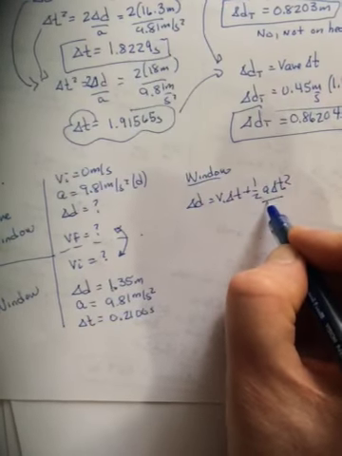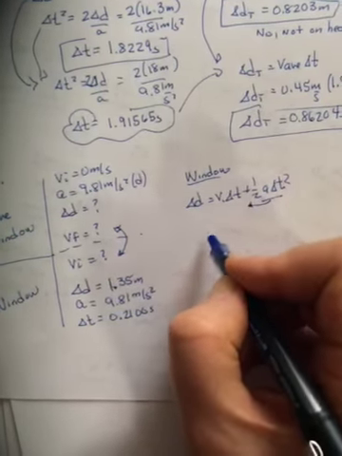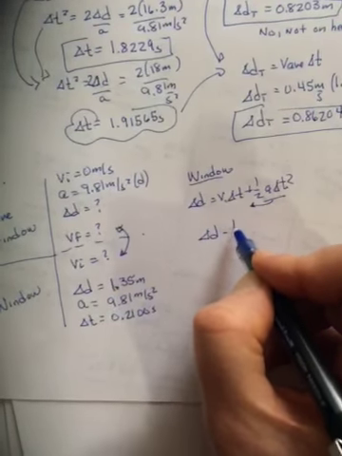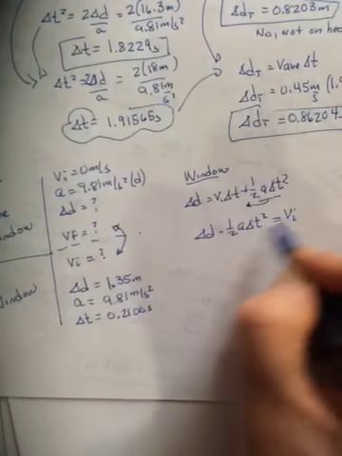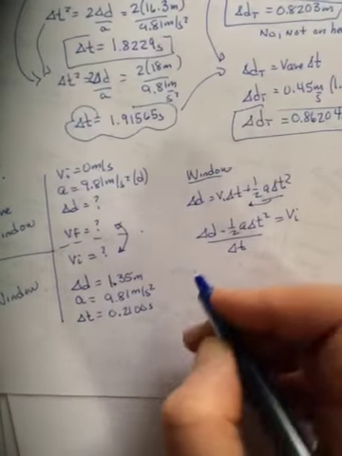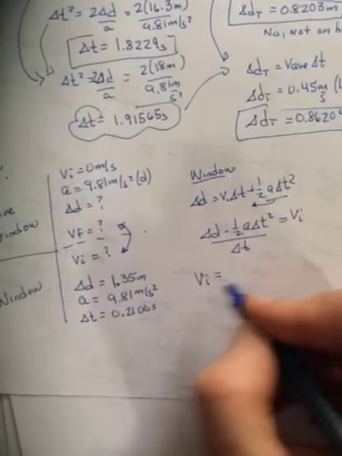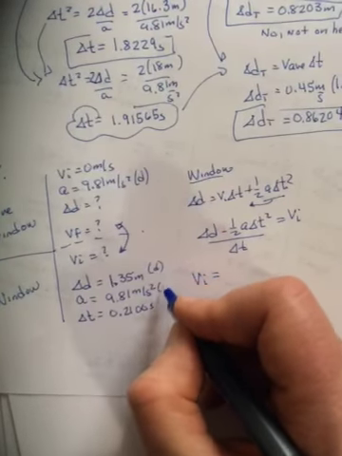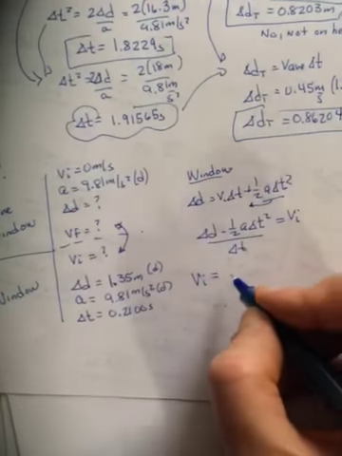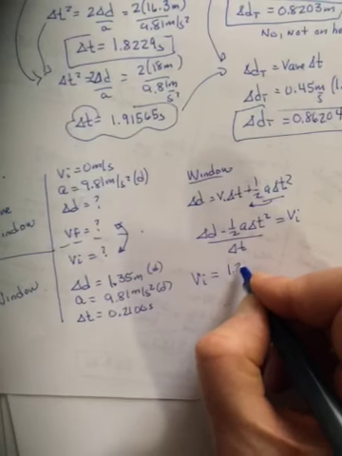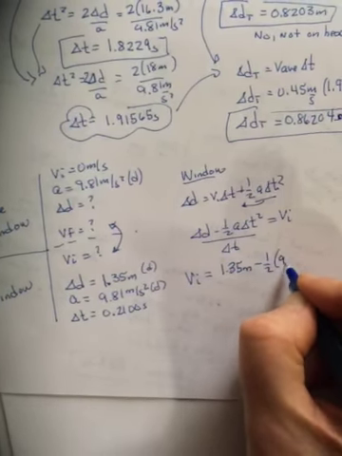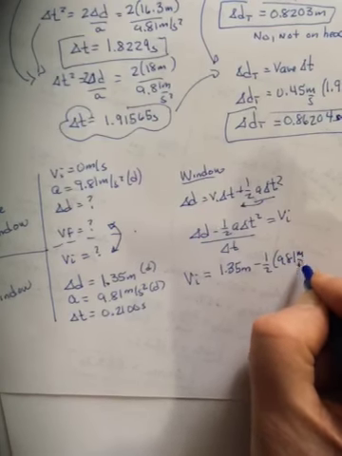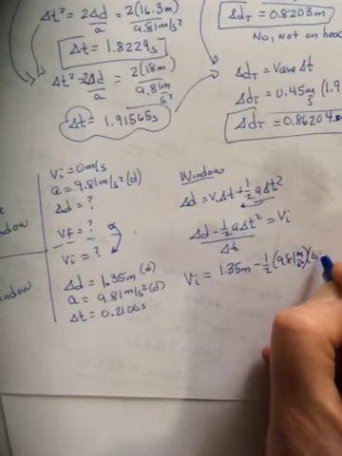Rearrange this for the VI, so take this term over. So delta D minus 1/2 A delta T squared. You want the VI, so divide by delta T. So VI is equal to, and everything's going down here, so you don't really have to worry about negatives. You can call them all positive. So 1.35 meters minus 1/2, 9.81 meters per second squared, 0.21 of a second.